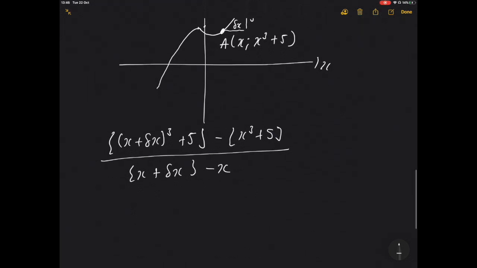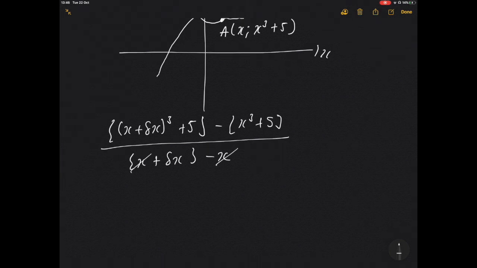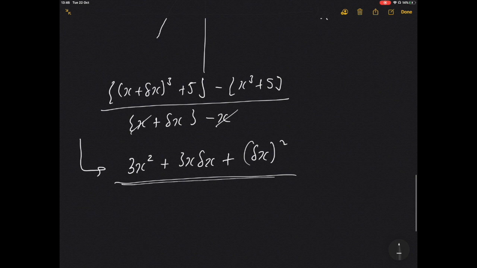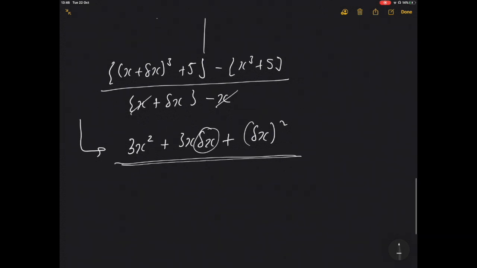So again, we can begin to tidy this up. These x's would cancel, and if we multiplied all this out, I'll let you do the proof yourself, the answer we would get would be 3x squared plus 3x delta x plus delta x squared.